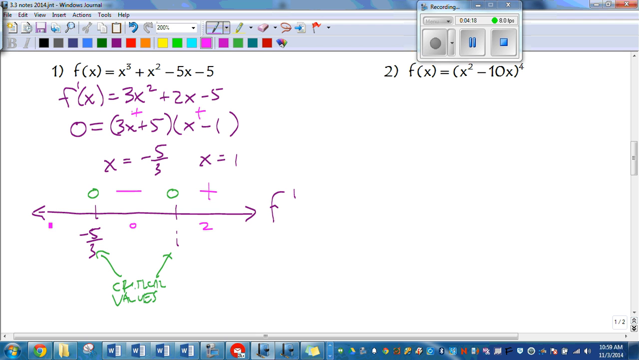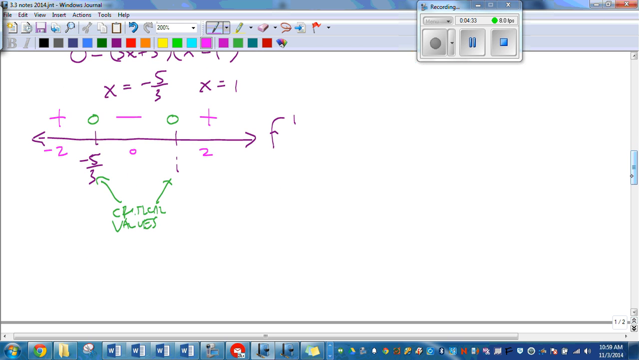And then we want to check over here. I'm going to use negative 2. If I put negative 2 into this first one, we're going to get a negative number. Put negative 2 in here, I get a negative number. And a negative times a negative gives us a positive. So remember what we wrote up top.